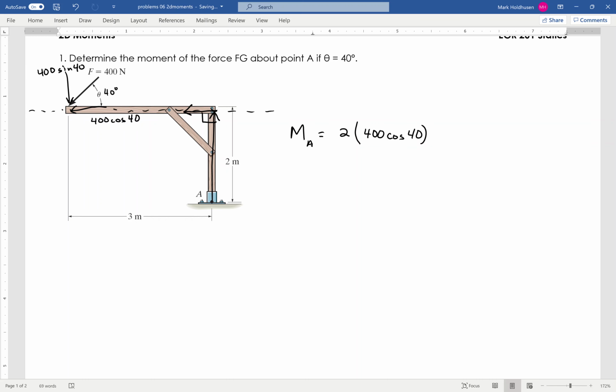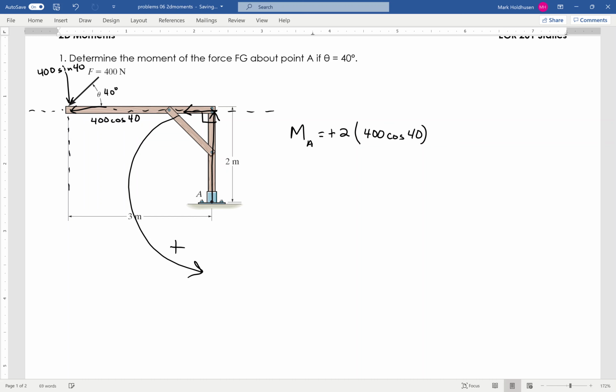We're taking a vertical distance times a horizontal force, and then a horizontal distance times a vertical force, and adding them together. Now, we need to take into account what direction this moment is in. And you see that this is going to be in the counterclockwise rotation, which we assume to be positive. That's the sign convention. A counterclockwise rotation is positive. So this is a positive moment about point A for that horizontal force. So I take that vertical distance times a horizontal force.